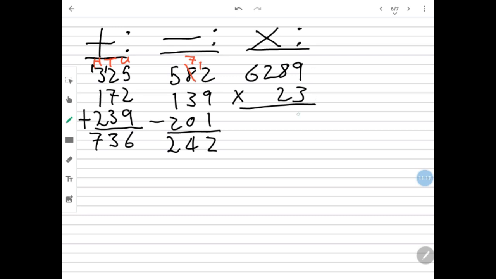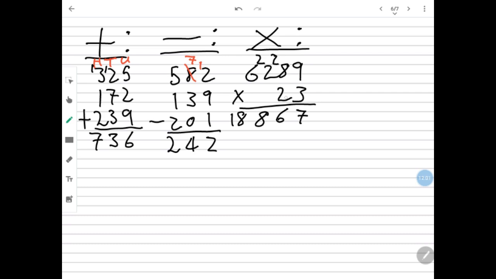So 3 times 9 gives us 27. So we can write the 7 there and the 2 there. Now remember, we multiply 3 with 8, and then we add the 2 to the answer. So 3 times 8 is 24, plus 2, 26. So we have a 6 and a 2 again up there, the tens. 3 times the 2 is 6, plus 2 is 8. And 3 times 6 is 18. So we've multiplied the 3 with this 6,000 number.